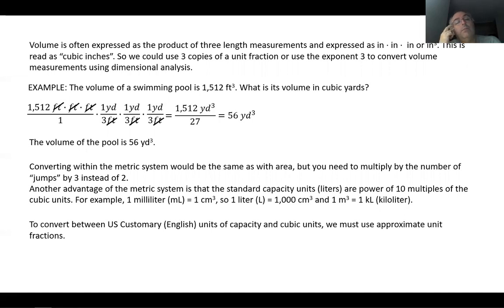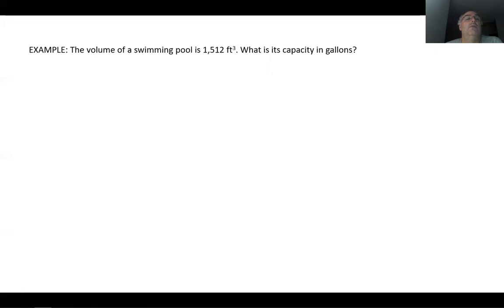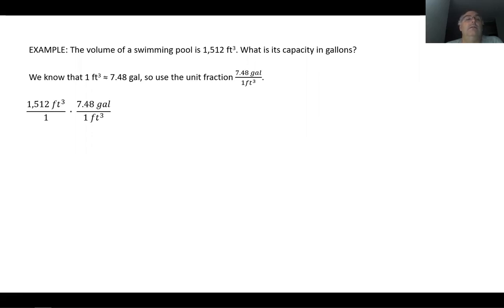Now, if you need to convert between US customary units of capacity and cubic units, then you have to use approximate unit fractions because there aren't exact measurements for those. So for example, we'll go back and look at that pool again that was 1,512 cubic feet. What would be its capacity in gallons? Well, one of the things we have to know is that a cubic foot is more or less 7.48 gallons. And so we can set up a unit fraction of 7.48 gallons over 1 cubic foot.